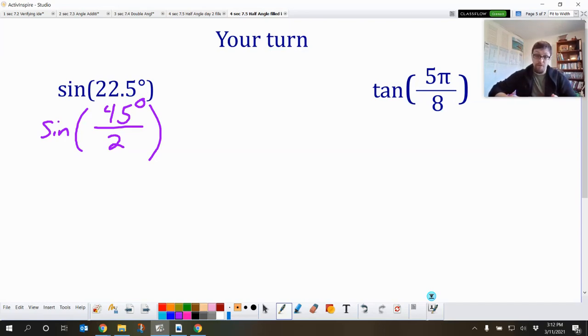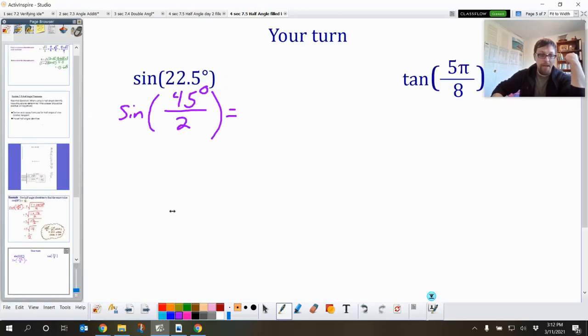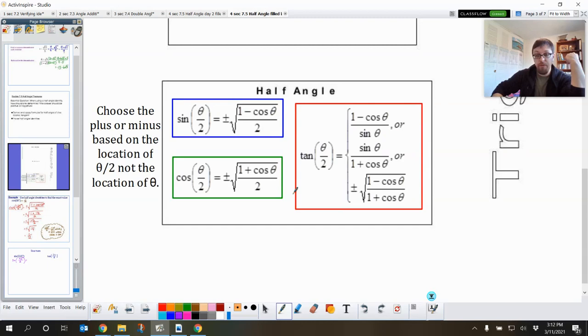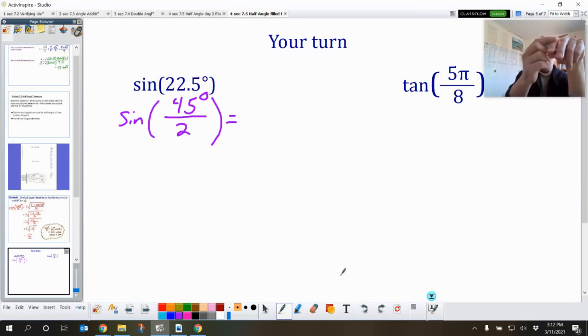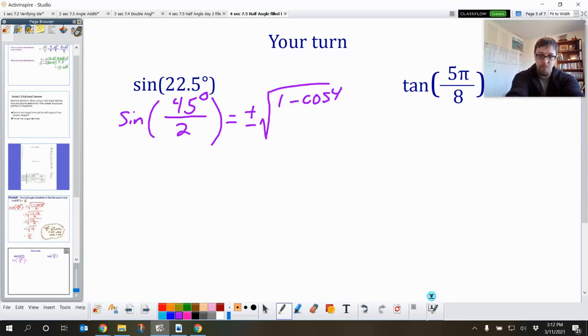So the sine of 45 degrees over 2, I can deal with that. So I go into my sine half angle. Both of these are over 2, so that's telling me it's going to be a half angle. The only difference between sine and cosine is sine has subtraction right here and cosine has addition. So we need to do plus or minus the square root of 1 minus the cosine of 45 degrees over 2.